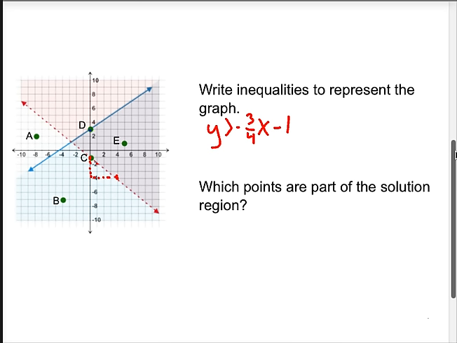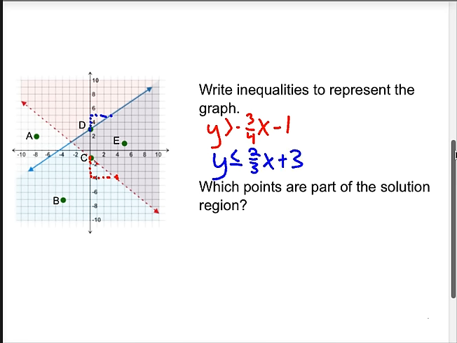For my blue line, here's this intercept. Here's another point that's on the graph. So here, y, and then they're shading less than or equal to it because the shading is underneath it and it's a solid line. Up 2 over 3, and his intercept is up at 3.